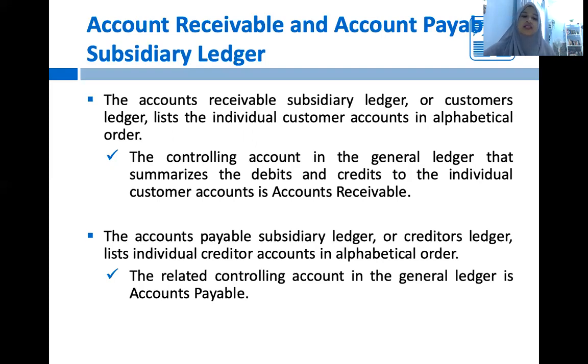The same thing with the accounts payable subsidiary ledger. So we have the list of individual creditor accounts in alphabetical order. So the related controlling account in the general ledger is accounts payable, the main account in the general ledger. I hope you are following me.